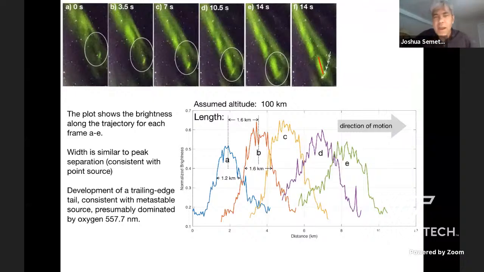We can do a little bit of quantitative analysis on that feature. We can take each one of these little arrows, and you'll note that they line up tip to tail. These are the arrows that represent the feature extracted from each of the subsequent images, and we can plot brightnesses along its trajectory. The interesting thing is that the width of the feature is roughly similar to the separation of the peaks, and that's exactly what you expect from a drifting point source that's unresolved. So we think this is actually a point-like feature subject to motion blur.